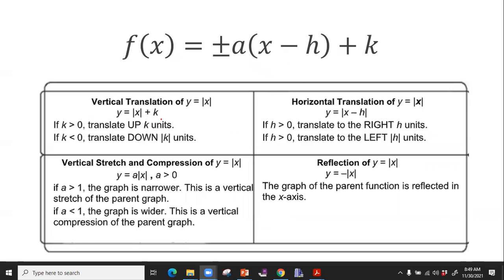Vertical transformations, okay? Your vertical transformations come from your K value. Your K value tells you whether you're going to go up or down, okay? Horizontal transformations come from your H value. Your H value tells you whether you're going right or left. And you need to be careful because, remember, our X's lie. So even though it looks like it's saying minus H, it's actually a positive and you're going to the right.